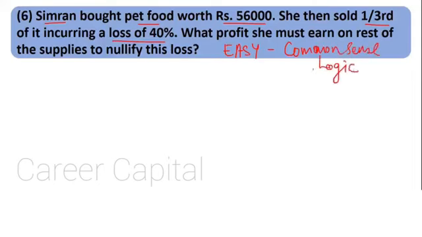Let us see how. Now Simran bought some pet food. Okay, let's not consider the cost right now. We just need to find out what the profit percent is. So let's keep the cost aside. Simran bought the pet food and she sold 1/3 of it. That means she made 3 parts of the pet food. Out of that she sold the first one at a loss of 40%.